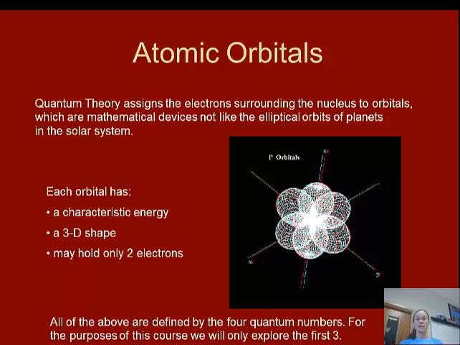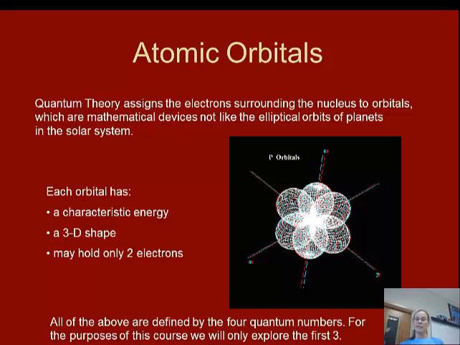There's a three-dimensional shape to it, and many of you have seen some of these shapes already at this point when you built your atom models. And each orbital is only allowed to hold 2 electrons, and these are some pretty key ideas, pretty important ideas within the quantum mechanical model.